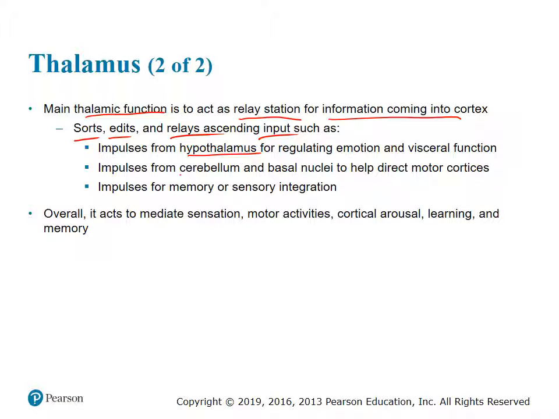Impulses from the hypothalamus, impulses from the cerebellum, the basal nuclei, impulses for memory, sensory. Mediates or regulates sensation, motor activity, arousal of the cortex, learning, memory, all through the thalamus. Big old relay station.